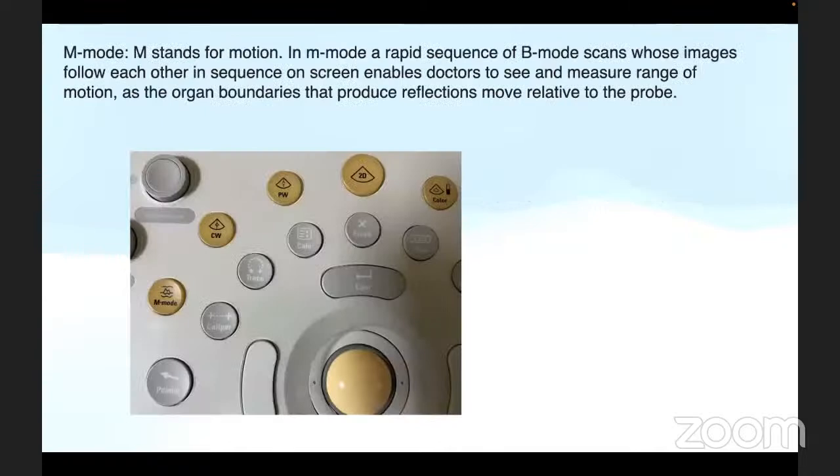And then comes the M mode. M mode stands for motion. In M mode, a rapid sequence of B mode scans are continuously given, followed in a sequence on the screen, which enables the doctors to see and measure a range of motion as the organ boundaries that produce reflections move relative to the probe. So M mode stands for motion mode, where we can appreciate the boundaries of various organs moving. This we regularly use in lung ultrasound and in quantifying mitral valve functions mainly.